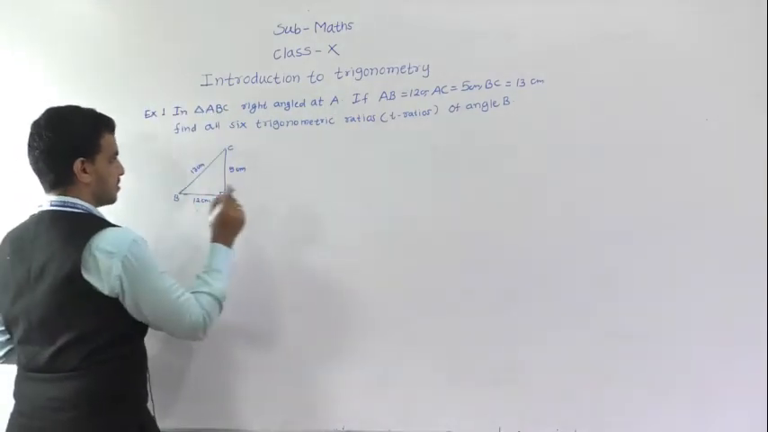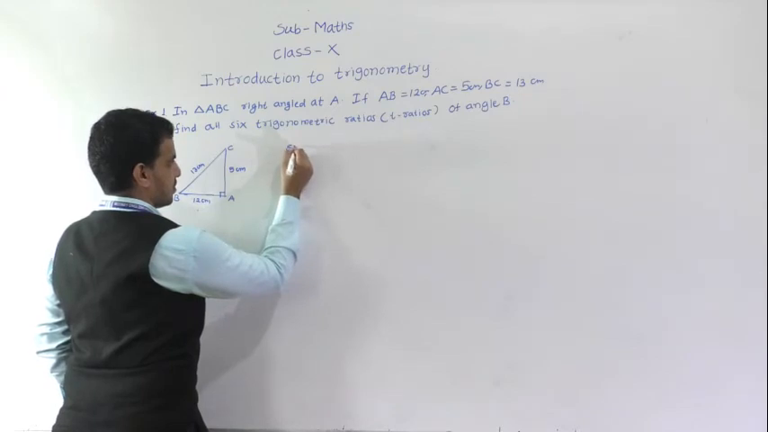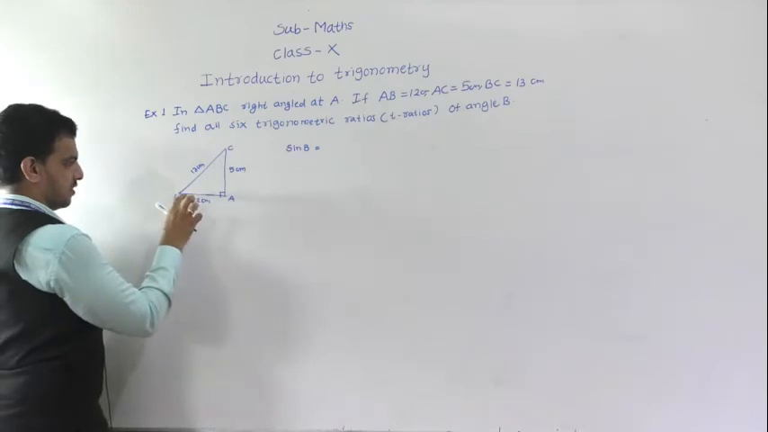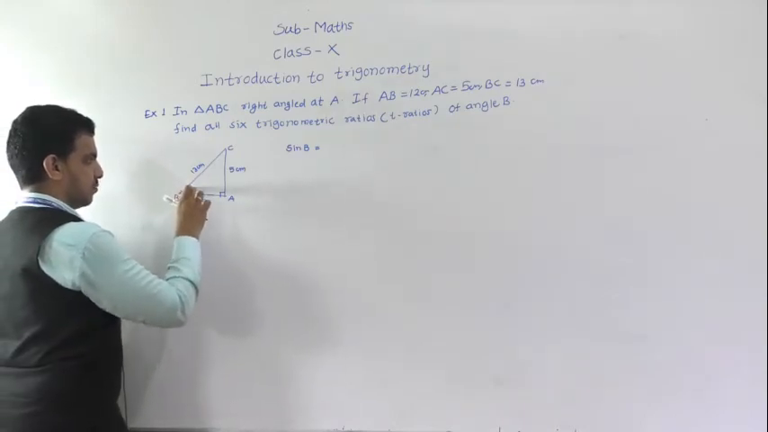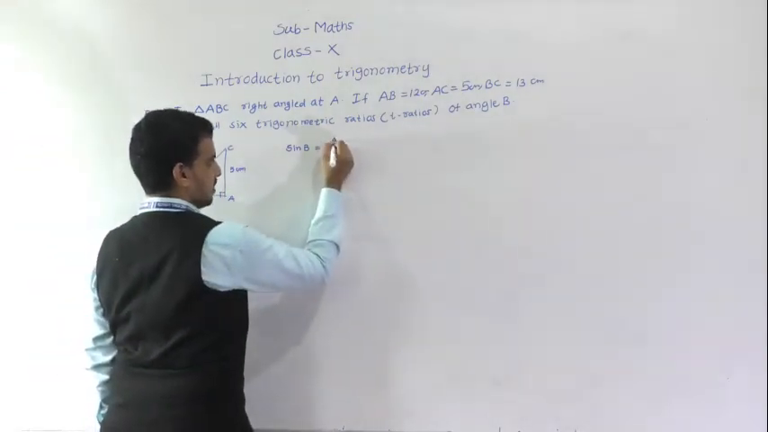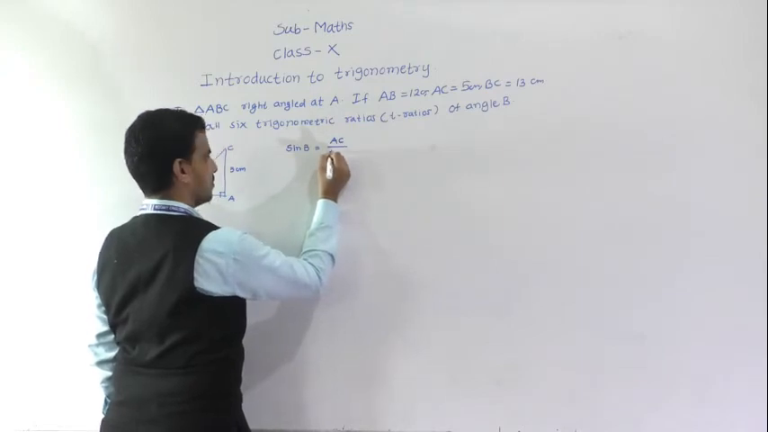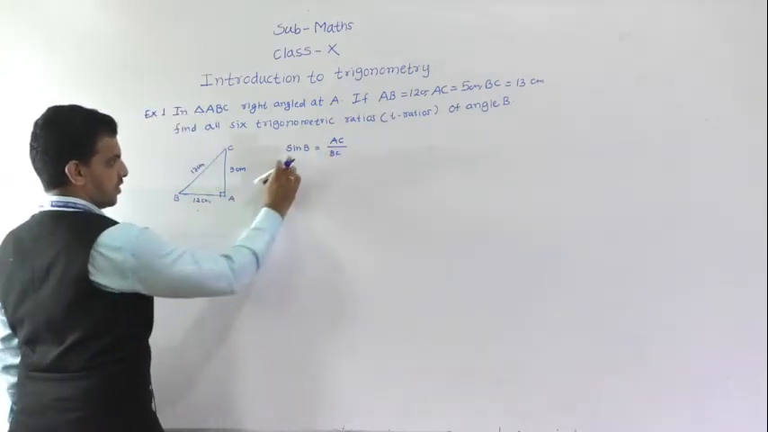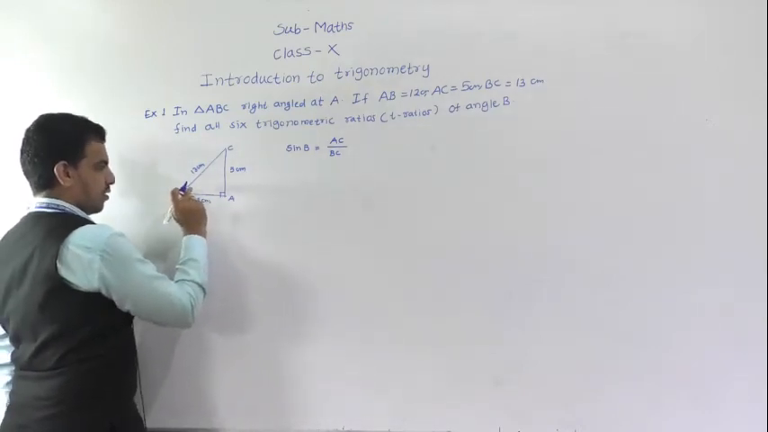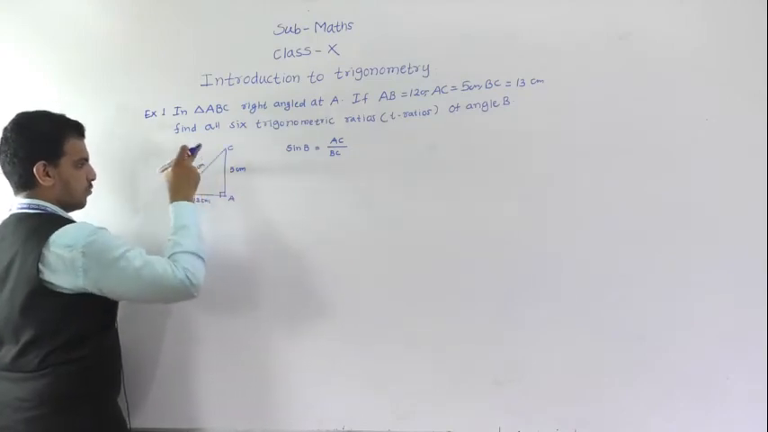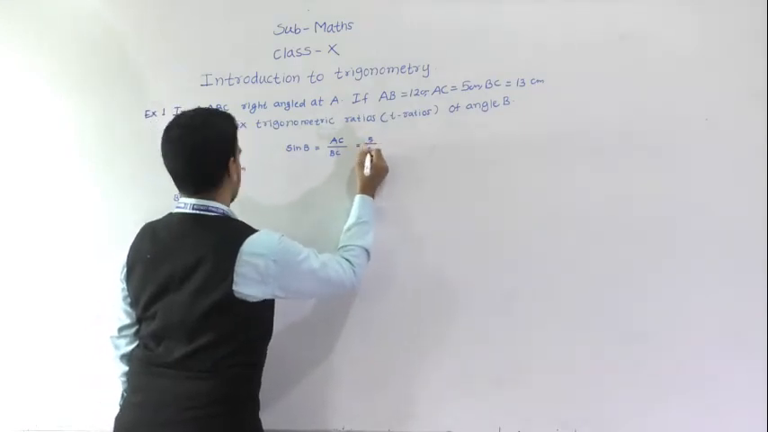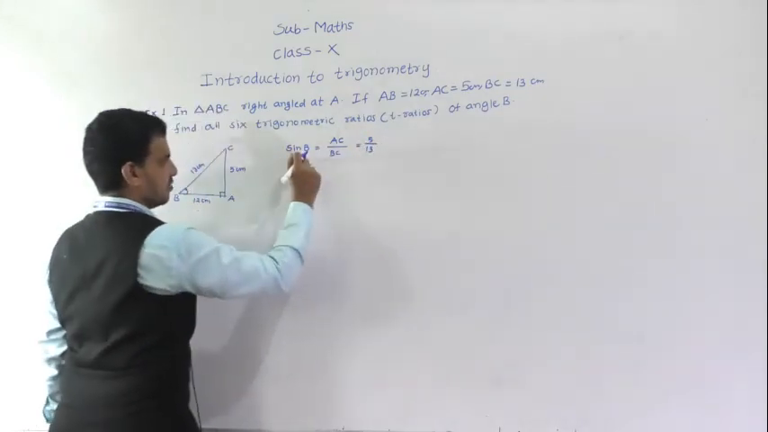So here angle B is this. If I am taking first sine of angle B, what is the definition of sine? That is opposite side upon hypotenuse. Here we have to take sine of angle B, so angle B is here. Opposite side of angle B is AC, and the hypotenuse is BC. So sine B is equal to AC by BC. AC is 5, BC is 13, so sine B is 5 by 13.